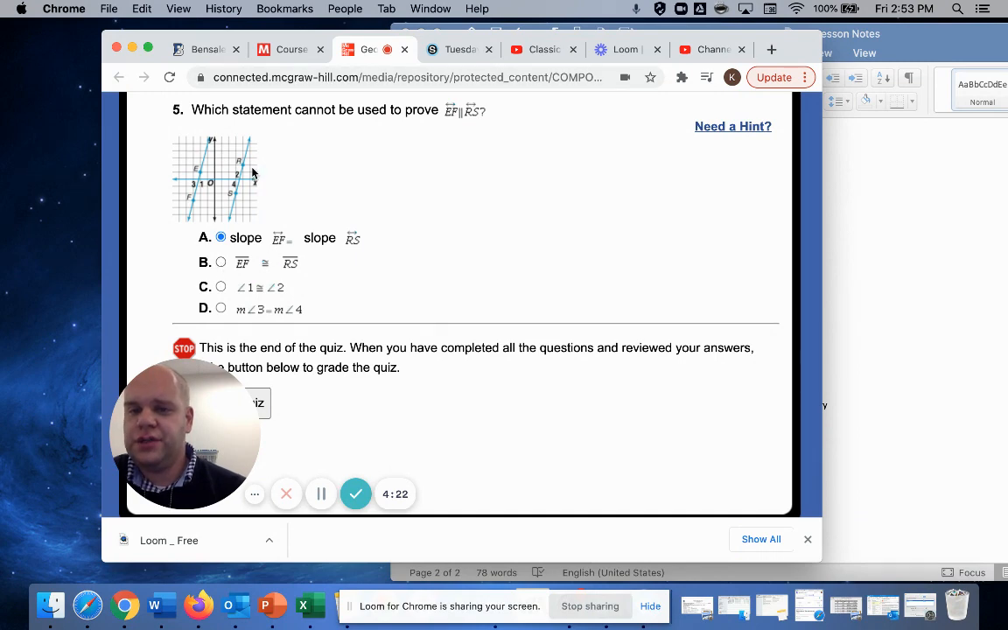EF is congruent to RS. No, that wouldn't work. That has nothing to do with slope. Okay. First of all, we're looking at lines, not line segments. Okay. And it doesn't matter what the length of the line segments are. It doesn't really change anything.